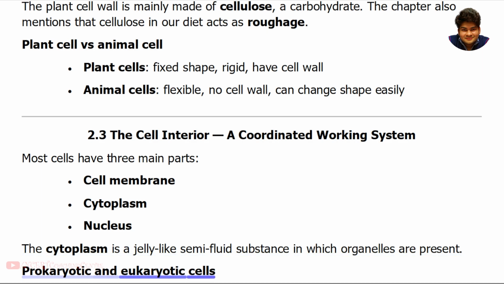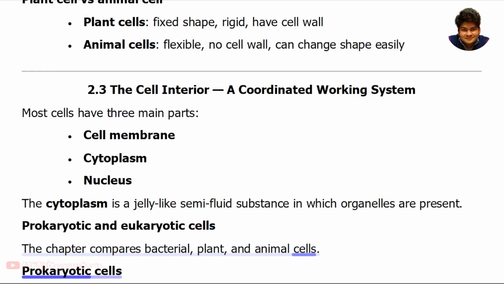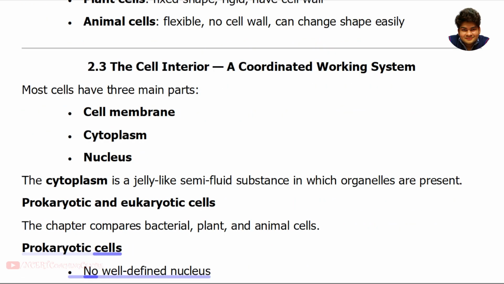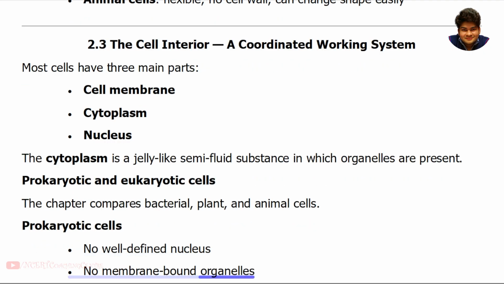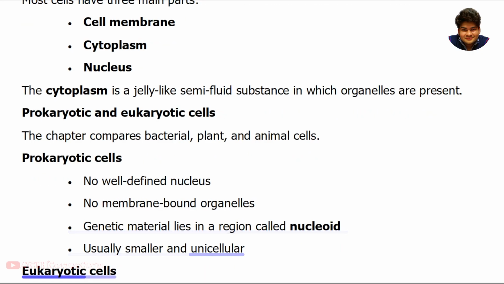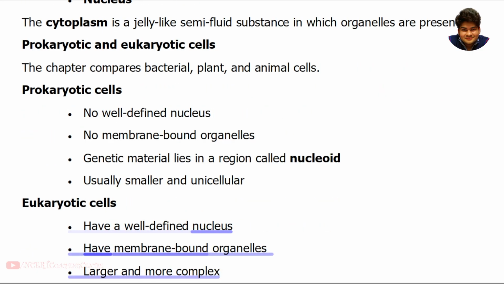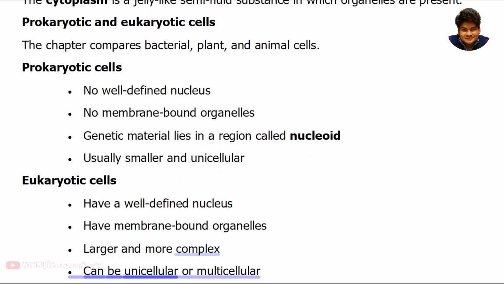Prokaryotic and eukaryotic cells. The chapter compares bacterial, plant, and animal cells. Prokaryotic cells. No well-defined nucleus. No membrane-bound organelles. Genetic material lies in a region called nucleoid. Usually smaller and unicellular. Eukaryotic cells have a well-defined nucleus. Have membrane-bound organelles, larger and more complex. Can be unicellular or multicellular.